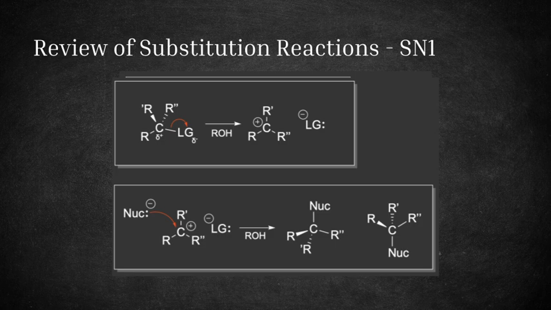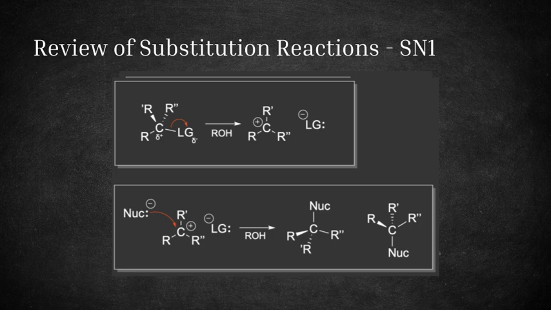For SN1 reactions, the process occurs as a stepwise reaction with two distinct steps. First, the leaving group departs from the substrate, forming a carbocation intermediate. Then, the nucleophile attacks the positively charged carbocation in a separate step to complete the substitution.